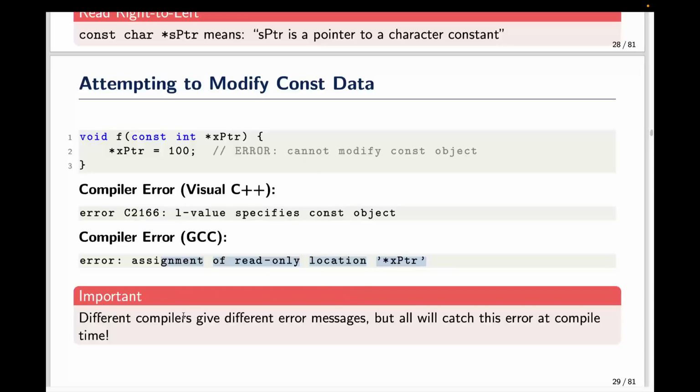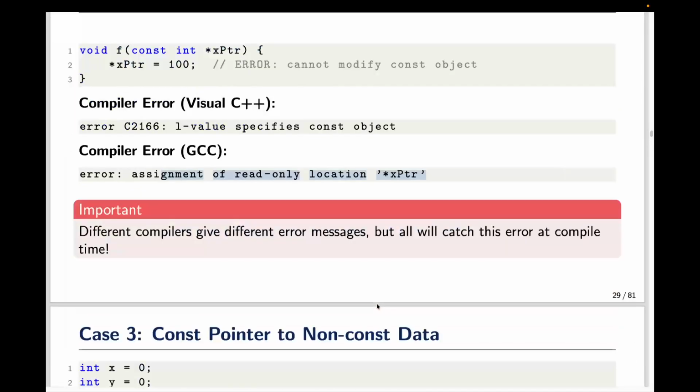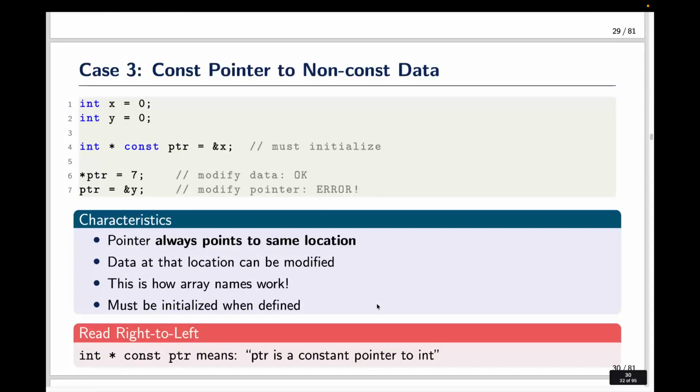You can't change it. So different compilers give different error messages, but all will catch this error at compile time. So it's automatically Visual Studio, before I hit the run button, it tells me that there is an error over there. Then the case 3, which is something very, very important, which is a const pointer to non-constant data. Now, this is something very important.